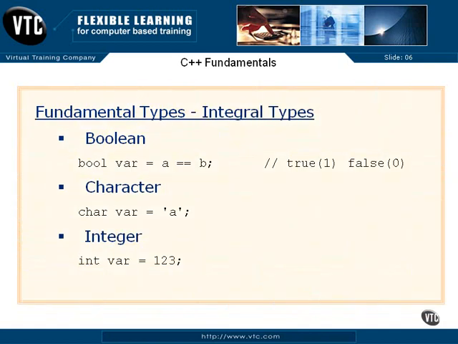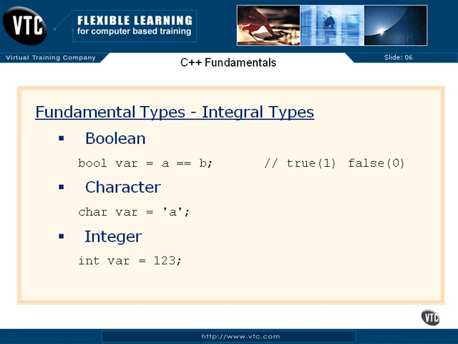Now here's our first set of fundamentals, and these are called integral types. That's the Boolean, character, and integer types. Boolean is either true or false. It's a 1 or 0 value if you wanted to look at it inside the machine. Here we create a Boolean variable called var, and then we set it equal to the result of A compared to B. That's our equality operator there, the double equals. A and B are obviously previously defined variables. If A is equal to B, then a 1 or true value would be set into var, and if they are not, then false or 0 would be initialized into var.